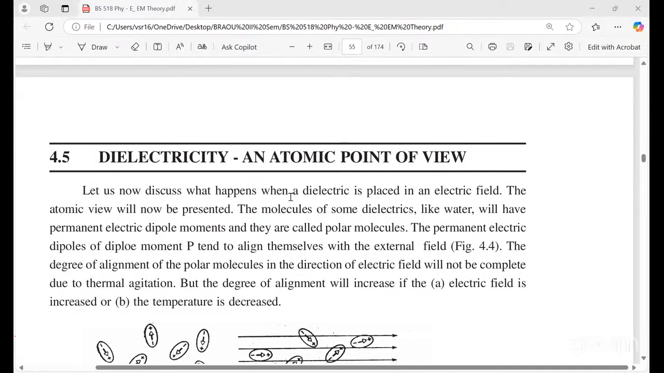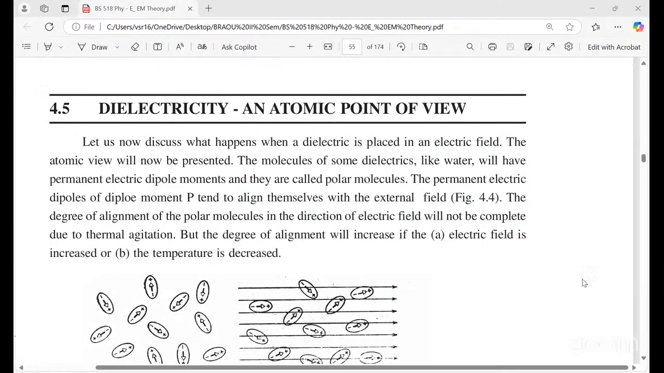Next, this is a very, very important short question. Dielectricity, an atomic point. Dielectric means a material which has very high resistance, that means the material doesn't conduct any current at all. That type of material you can call a dielectric material.